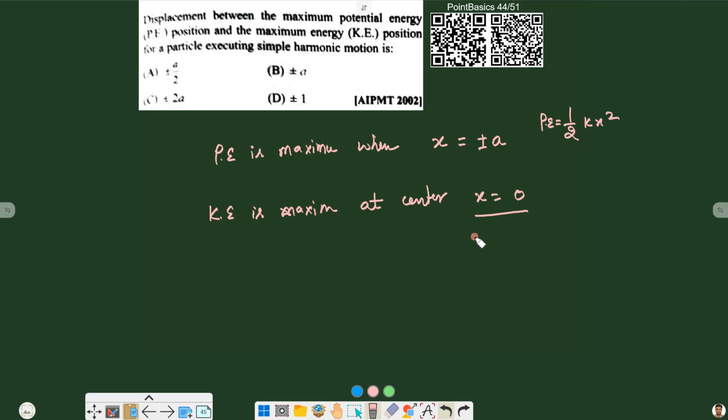Why? Because the formula for kinetic energy is half m v square, where v is omega into square root of a square minus x square. So when x is 0, kinetic energy is maximum. Now we have to find the difference between both of these. X is equal to plus minus a and 0. So the difference is 0 minus plus minus a, which is plus minus a. So it is answer option B.